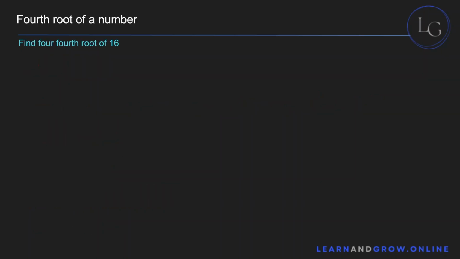Now, we'll have to find the fourth root of any number, not just unity. So find the fourth root of 16. That basically means x is equal to the fourth root of 16. Now, we can take both sides to the power 4, and then as we've done before, this becomes x to the power 4 is equal to 16.